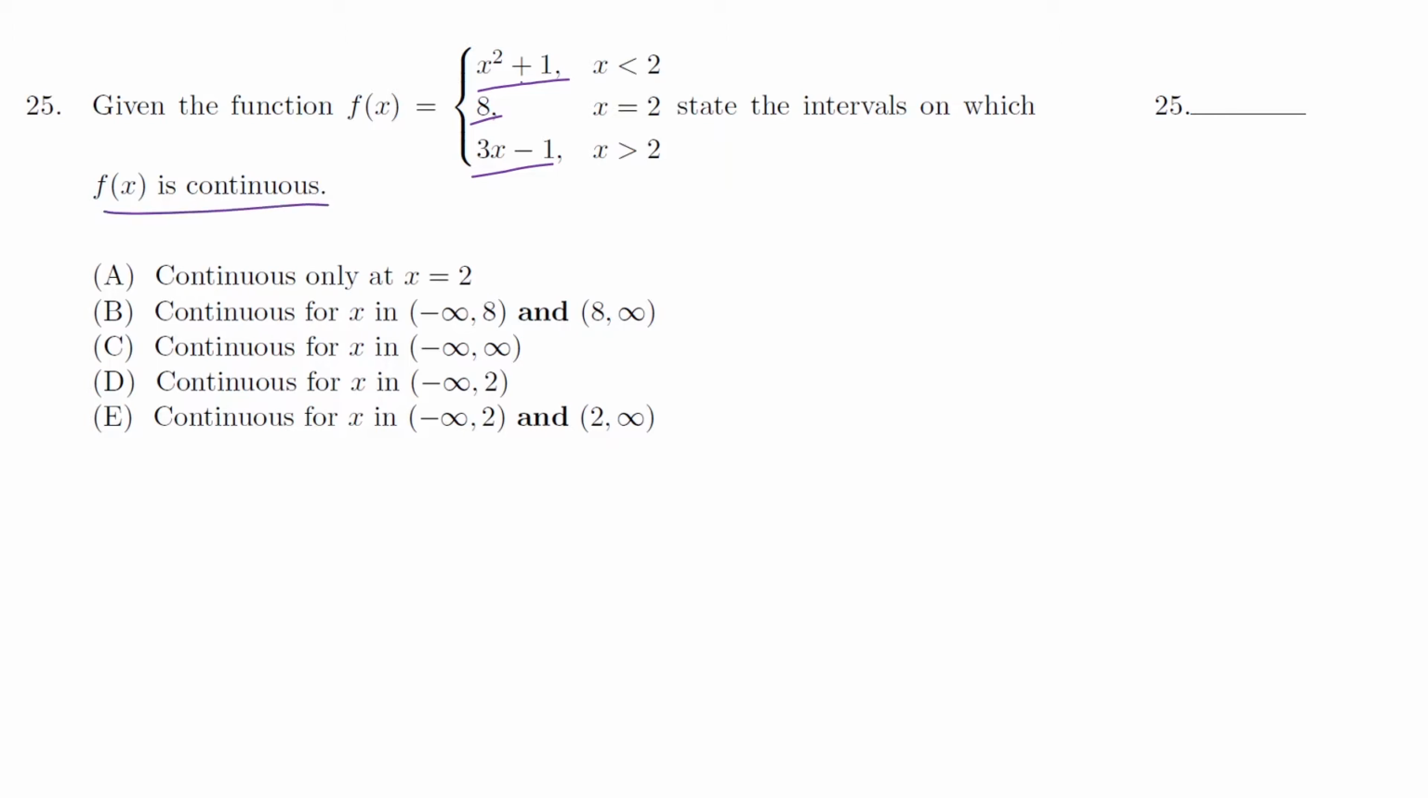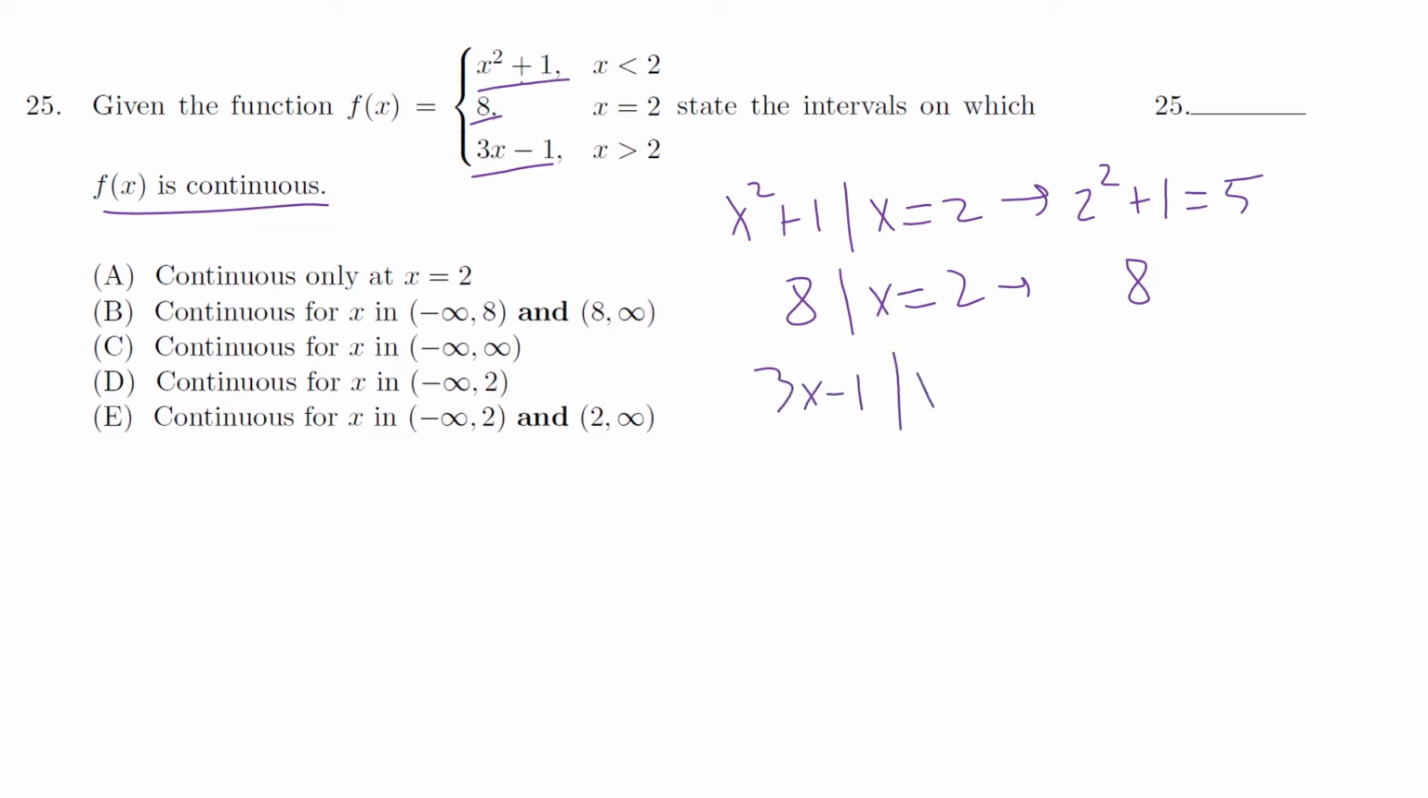All you have to do in this situation is plug in the number. Literally plug in the border number. So x squared plus 1 when x is equal to 2, right? So just plug in 2 in here. It turns into 2 squared plus 1, which is 5. The 8 when x is equal to 2 stays the same, just 8. And 3x minus 1 when x equals 2 turns into 3 times 2 minus 1, which is also 5. So we have 5, 8, 5.